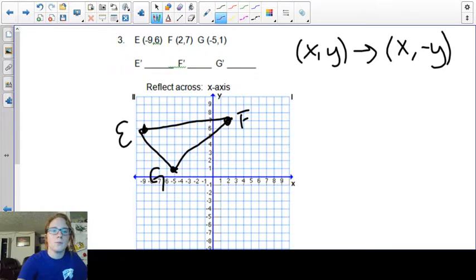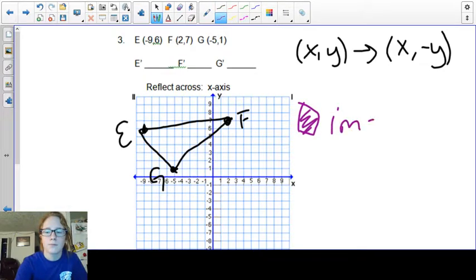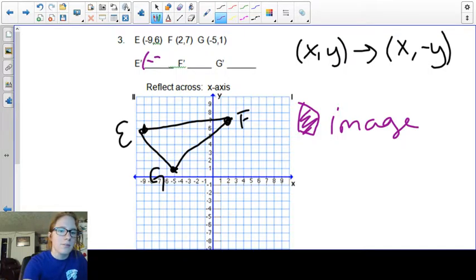So to do my image, I'm keeping with the black and purple theme today. My X is going to stay the same. My Y will be the opposite. So I'll be at negative 9, negative 6, 2, negative 7, and negative 5, negative 1.